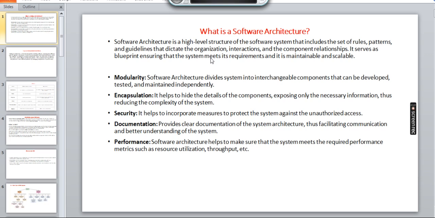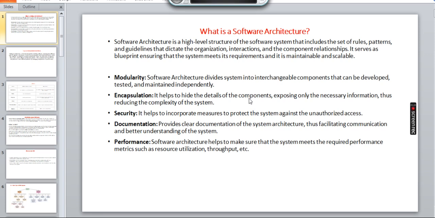In software architecture, these patterns will be available: modularity, encapsulation, security, documentation, performance. Modularity means this architecture divides the system into interchangeable components that can be developed, tested and maintained. Encapsulation means it helps to hide the details of the component and expose only the correct information.